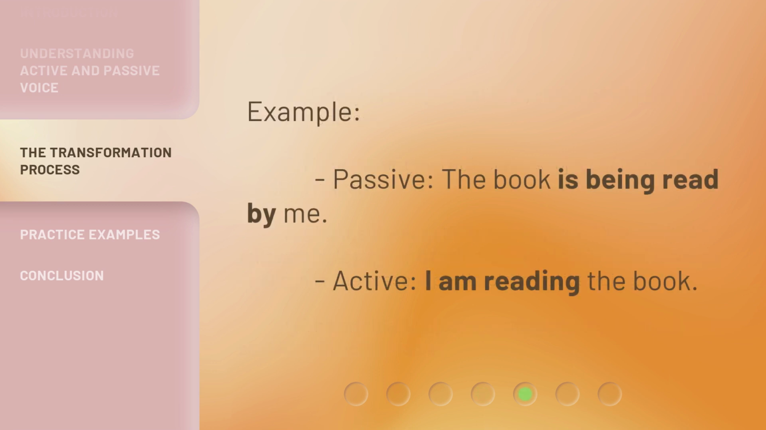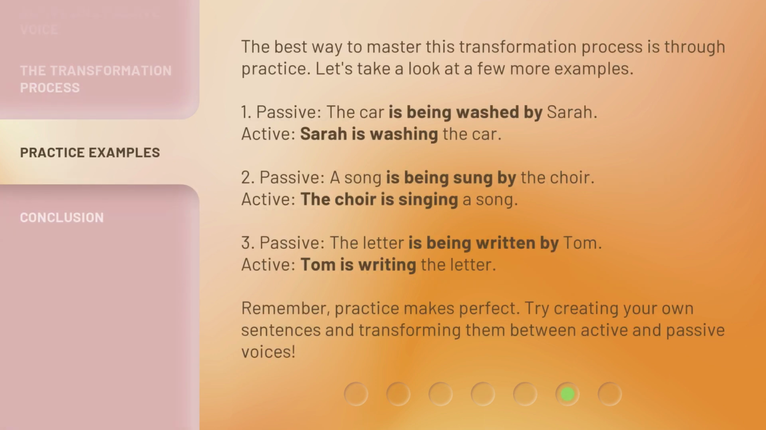Example: passive: the book is being read by me. Active: I am reading the book. The best way to master this transformation process is through practice. Let's take a look at a few more examples.